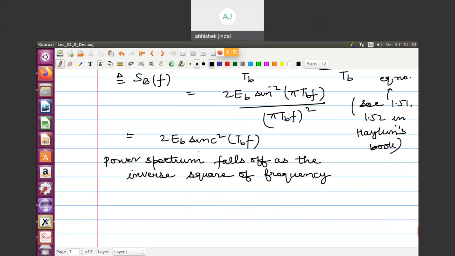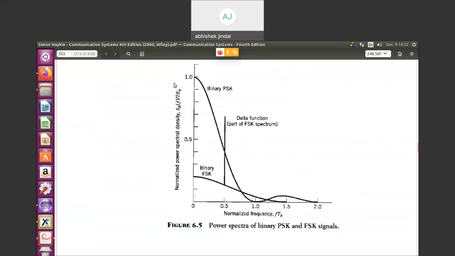So let us see what is the impact of this, what is the shape. So we want to see the shape. In order to see the shape, we divide it by the standard amplitude. So we plot SB(f) by twice of EB versus TB into f, okay? So we will get the standard sinc square function. So that is what we are getting.